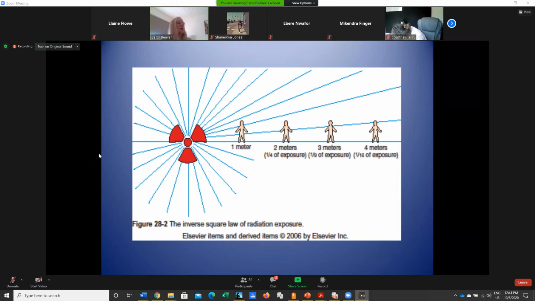And if you're at 3 meters, you'll put 1/3 squared. So 1/9, you'll only have 1/9 of the exposure. And then with 4 meters, it'll be 1/4 squared, which is 1/16. You'll have 1/16 of what the person at 1 meter would get. So that's time, distance, and shielding, and the distance is extremely important. So the intensity of radiation exposure decreases with the distance from the source. At 4 meters away, 1/16.